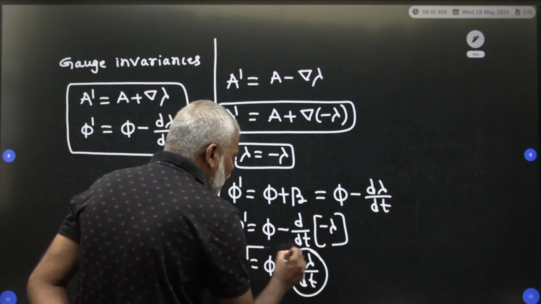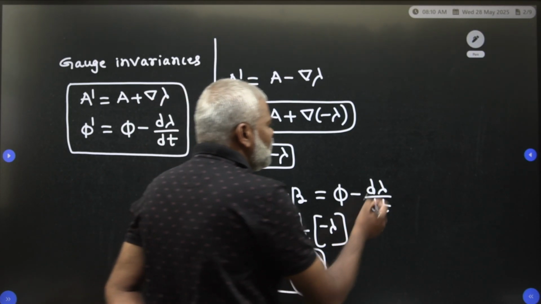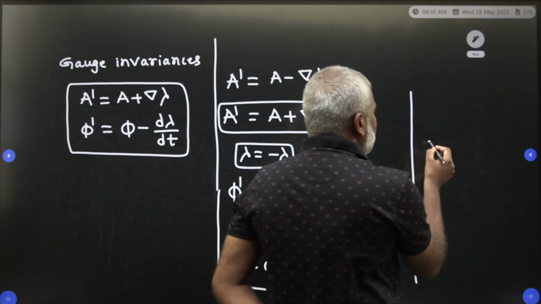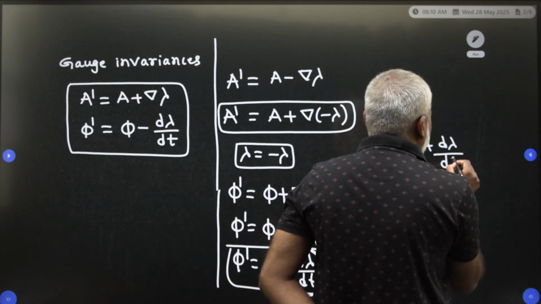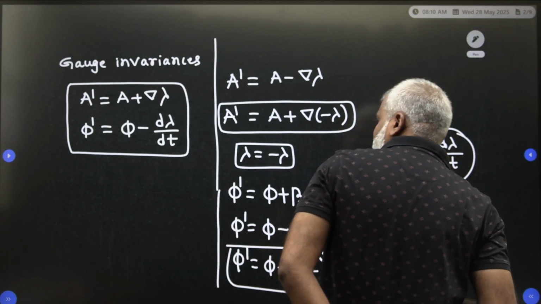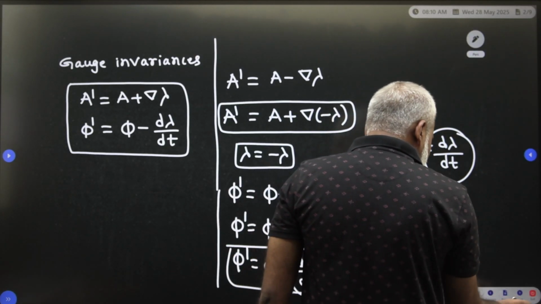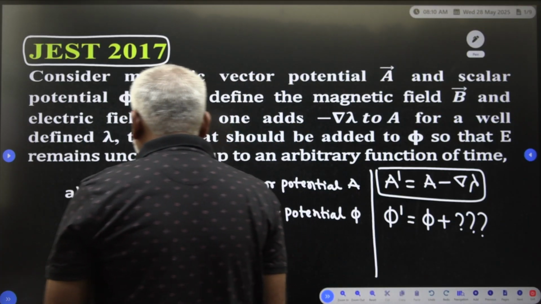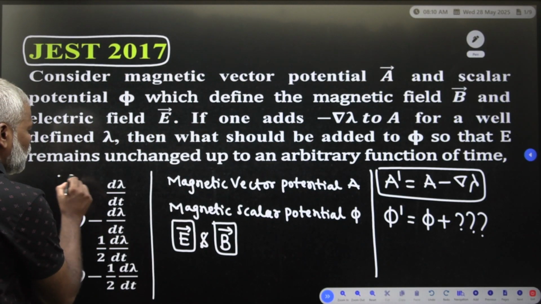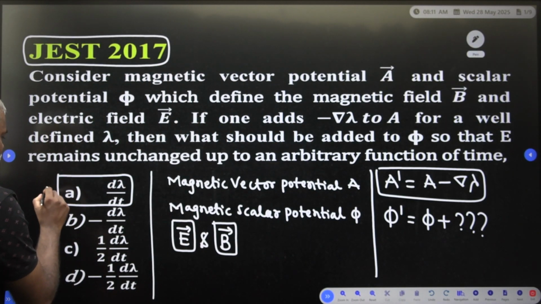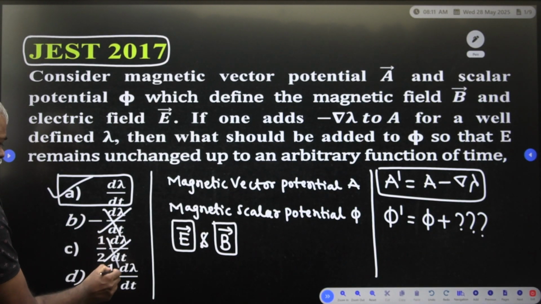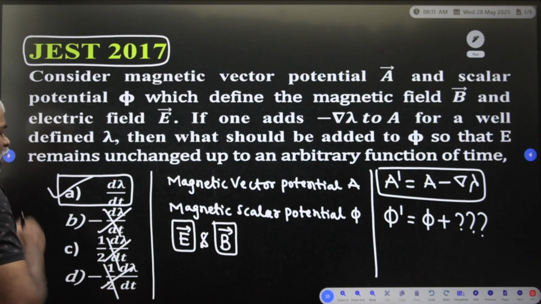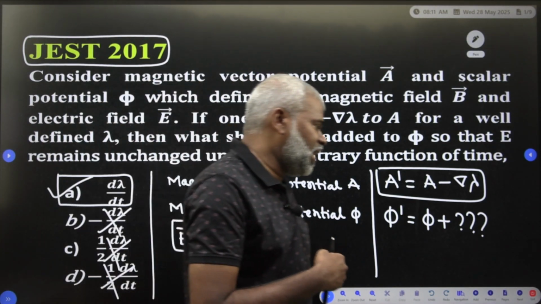So we are adding the term, that term is equal to plus d lambda by dt. This is our answer. Like this you have to do in your competitive examination. What is your answer? Option A is correct, not option B, not option C, not option D.